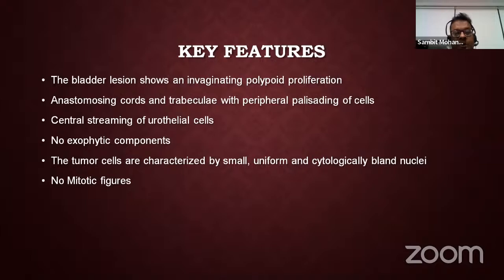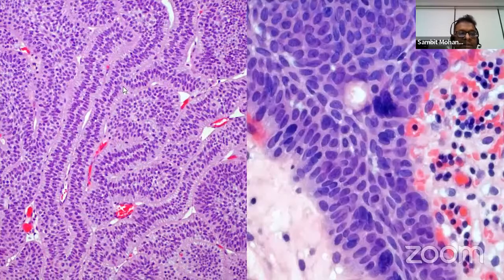There is no exophytic component, nothing protruding into the bladder. If you talk to the urologist, he will say there is nothing inside the bladder wall, but it's more like a submucosal lesion. It is characterized by small uniform bland nuclei and no mitosis. This is the typical central streaming of the nuclei. They look like endocrine cells. And you do see some atypia, like big polyhedral cells and multinucleation.